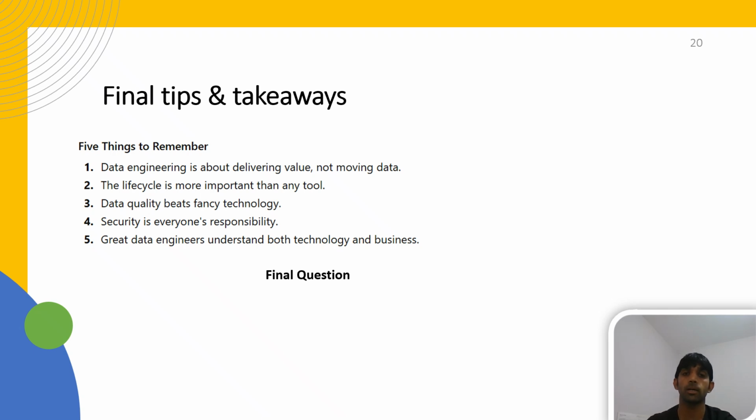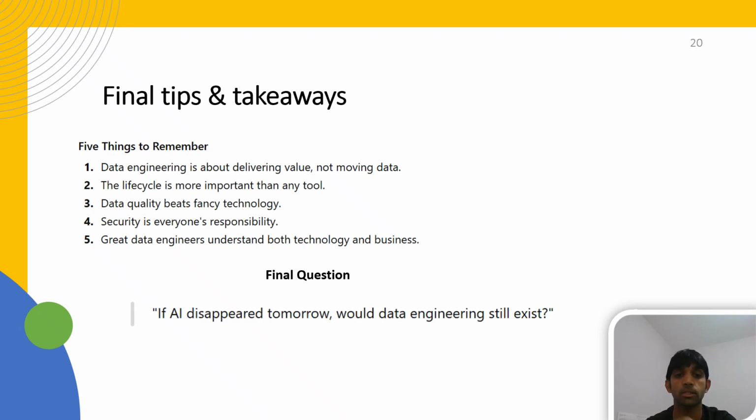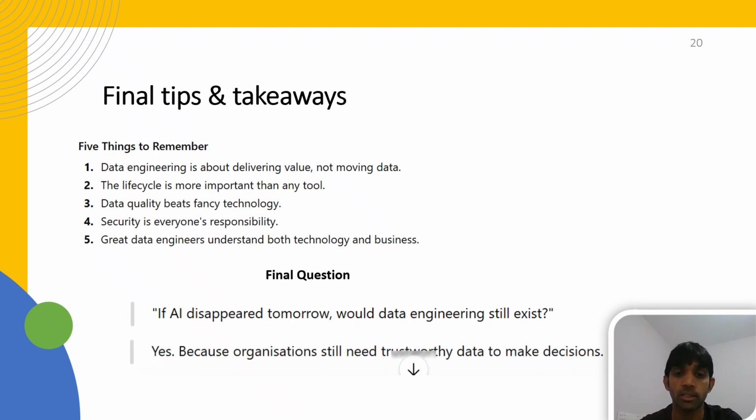So final takeaway. As we finish, I'd like to leave you with 5 key messages. First, data engineering is about delivering value, not moving data. The life cycle is more important than any tool. Data quality beats fancy technology. Security is everyone's responsibility. Great data engineers understand both technology and business. So the final question is, if AI disappeared tomorrow, would data engineers still exist? Have a think. Yes, because organizations still need trustworthy data to make decisions.